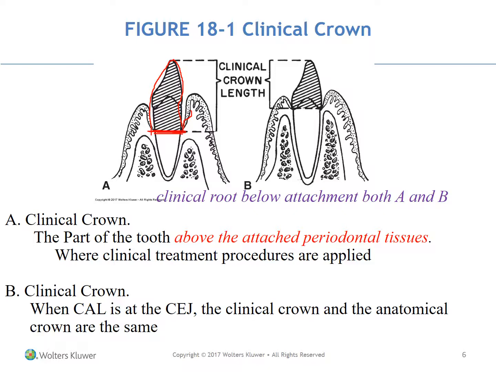So the clinical crown can really change, right? Depending on where the attachment is at, whereas the anatomical crown doesn't change. The anatomical crown, which I will do in blue here, it doesn't matter which picture we're on here, is still going to be the tooth structure that is covered with enamel. Okay, and same with the root.